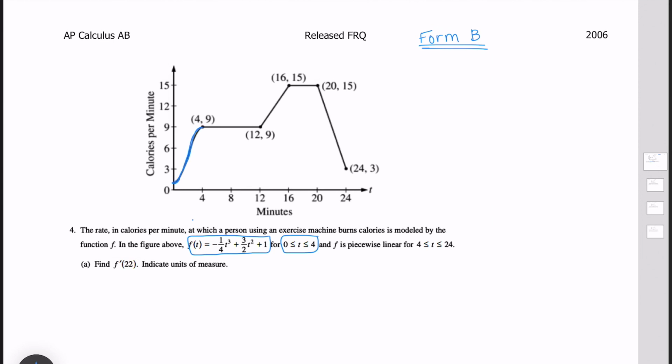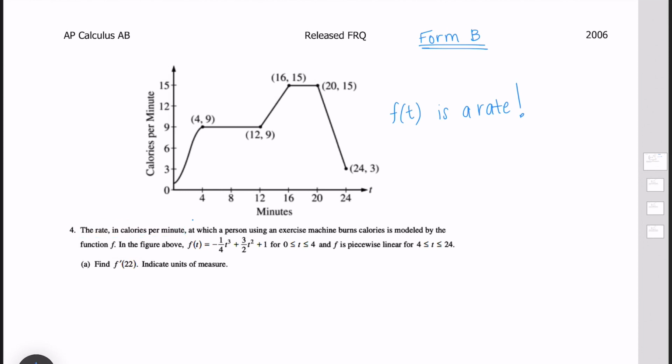And they also tell us that f is piecewise linear for values of t between 4 and 24. So we can safely assume that the rest of the pieces of this piecewise graph are made up of lines, as they seem to be from the picture we're shown. One thing that's important to note here is that the graph that we're given, f of t, is already a rate, right? They told us that this is the rate in calories per minute, so this graph is already a derivative. And that'll be useful to keep in mind later on.